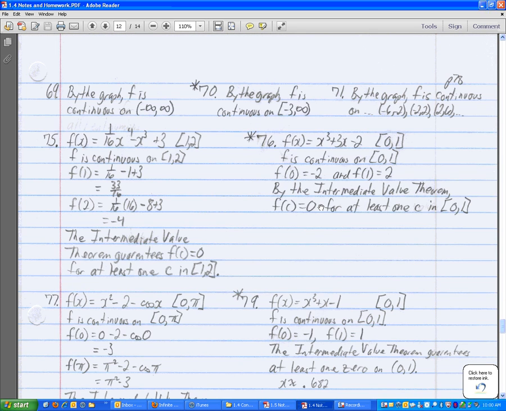There it is. What are we doing on 71? Describe the intervals on which the function is continuous. And they give us a graph. Okay? So, I'm just going to go by just the graph. If I give you one of these, a graph, just look at the graph.